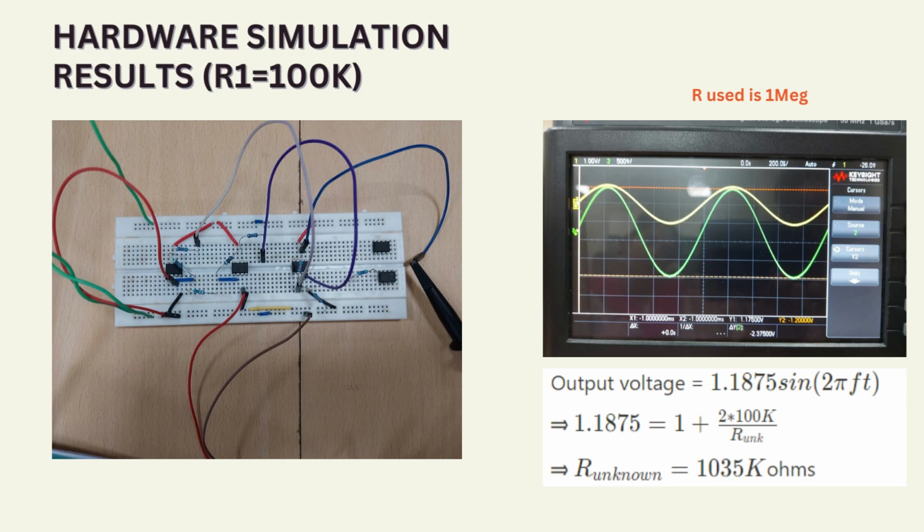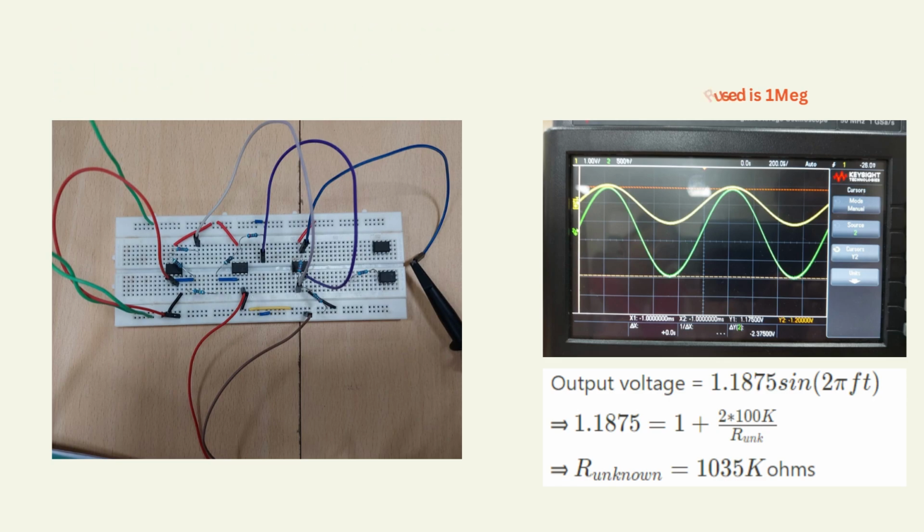So we did not use an unknown load, and we did not change the checking. We did not check for every range whether it is coming in between 1.2 to 3 volts or not. We directly kept first R1 as 100 kilo ohm, and we used R1 as 1 mega ohm. We got the R unknown value as around 1035 kilo ohm.